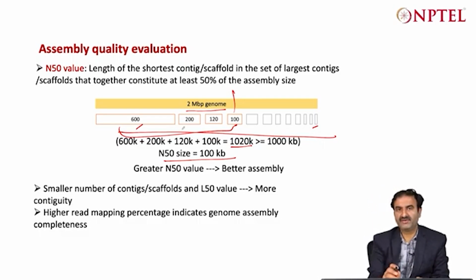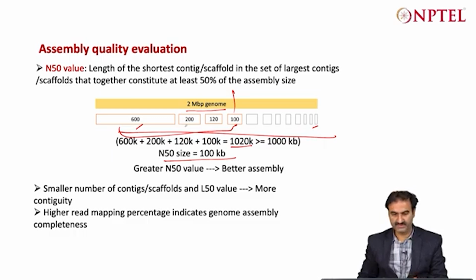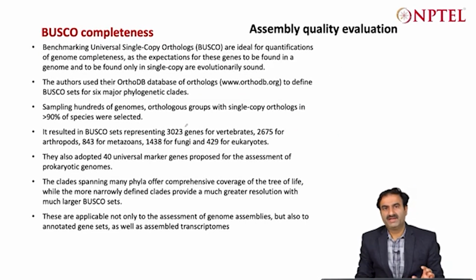And similarly, in the case of L50, the L50 will be how much? It will be 4 here: 1, 2, 3 and 4. Okay, so this is basically N50 and L50, which tells more about how good your assembly is in terms of contiguity and number of pieces.